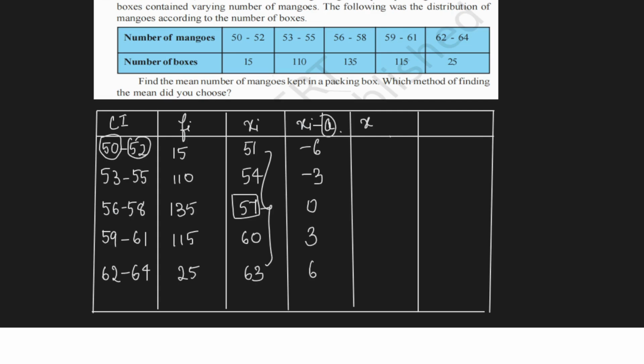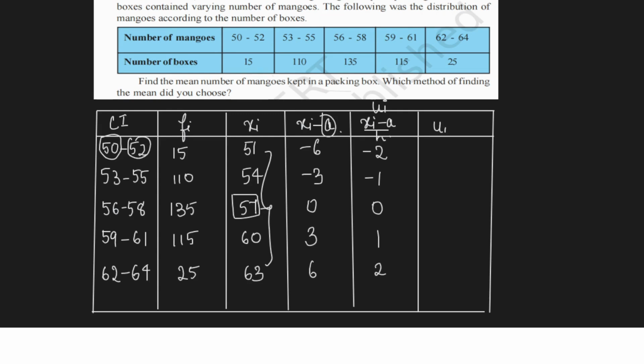Now here comes the next column where we have to do xi minus a by h, which is nothing but the ui. That means we have to divide each of these by h. So what is h here? H is the length of the class interval. Here the length of the class interval is 3. So we get the values as minus 6 divided by 3, which will give us negative 2. And this is negative 1. This is 0. This is 1. And this is 2. So here we have divided all the xi minus a by 3.